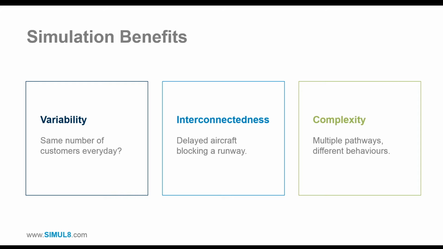We can also use simulation to model interconnectedness very easily. So, for example, if we had a couple of runways at an airport which intersected, we can set that up easily within Simulate to model the behavior of planes arriving and departing. We can also include a lot of complexity within our simulation, so we may have different products or different people moving through different routes through the simulation. That can all be easily included within the simulation.